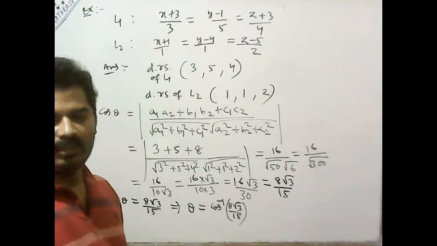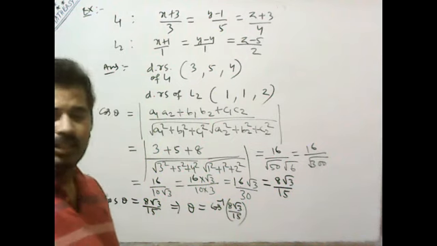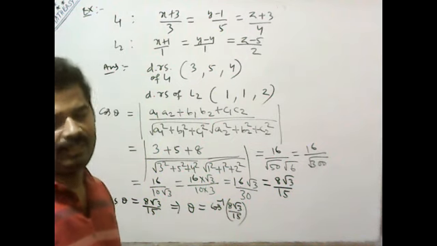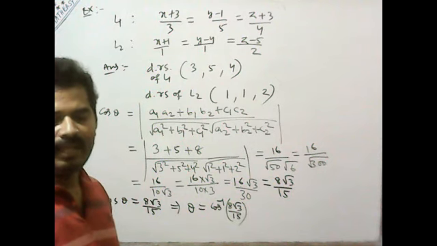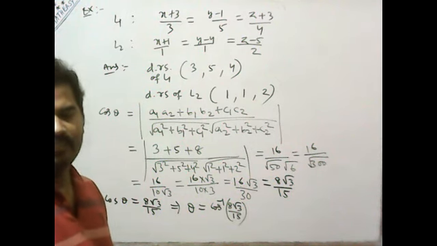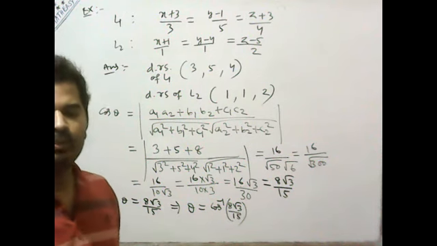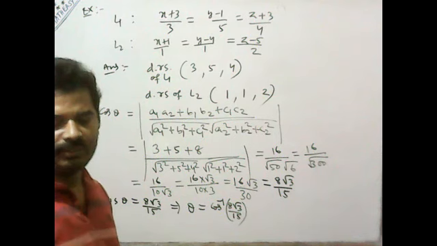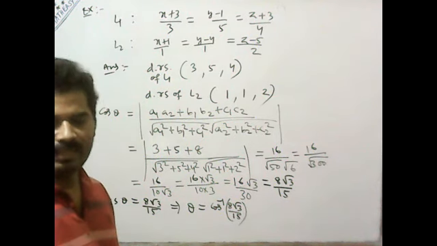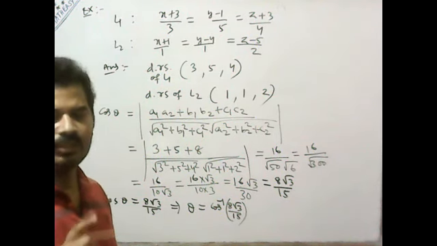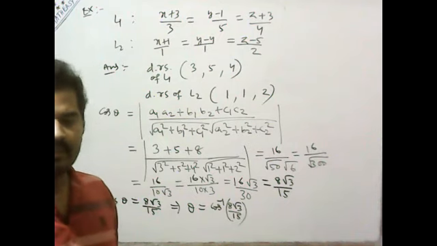Then comes the angle of skew lines, what will it be. And another concept is the shortest distance between two lines: one case is parallel lines, another is intersecting lines, another is two skew lines. The next video I will say is about that.